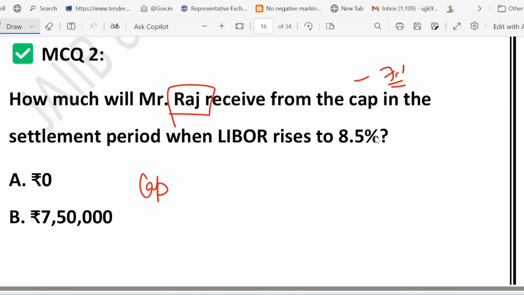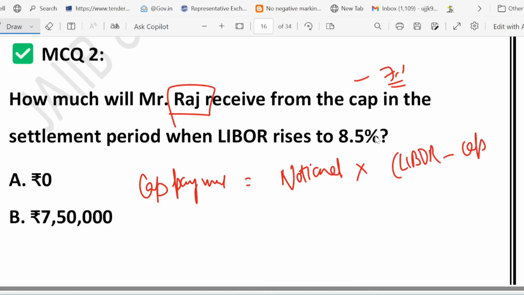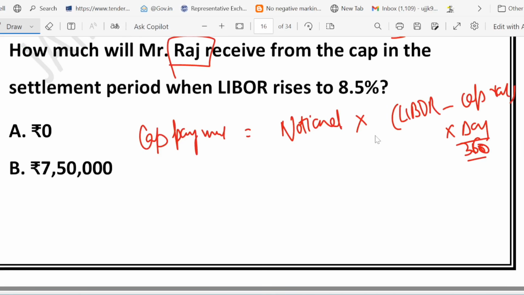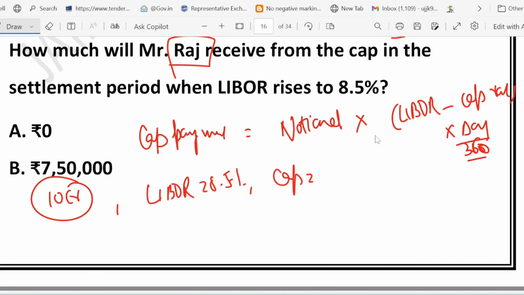And if you want to calculate the cap payment, this question is most frequently asked. Remember the formula. Take the notional value, multiply it by LIBOR minus the cap rate, multiply it by days, and divide by 360, because we divide by 360 to convert days into a year. Now let's plug in the values. What is the notional value? 10 crore. What is the LIBOR rate? LIBOR has risen to 8.5%. What is the cap rate? 7%. So this is 0.085 and this is 0.07.